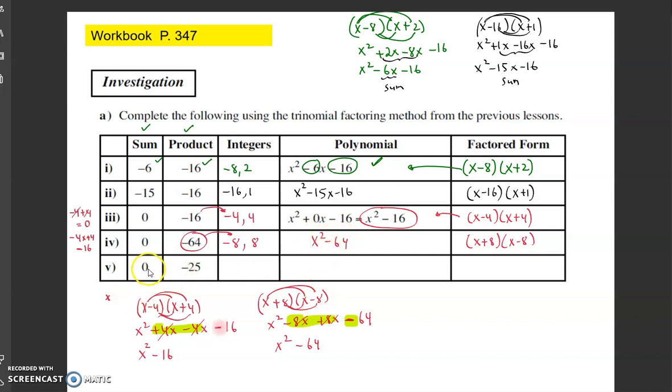So again here, if I have 25, I know that can be a negative 5 and a positive 5. And that will become x minus 5, x plus 5. And I'm not going to even do this. I know this will become x squared minus 25. Okay? Because the middle terms will cancel out and the product has to be 25.